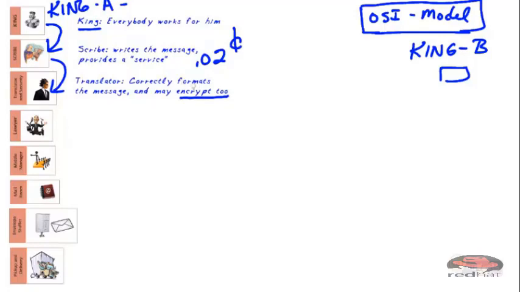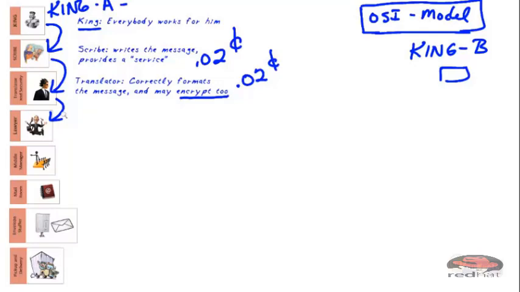So the translator could do formatting of the message and possibly encryption, but that's his job. And he also adds his 2 cents. So I'm using 2 cents. In the U.S., we have pennies, and a cent is another way of saying a penny. So the translator is going to add his 2 cents, maybe for doing compression or encryption, and then he hands it down to the next logical person in Kingdom A, and that is the lawyer.